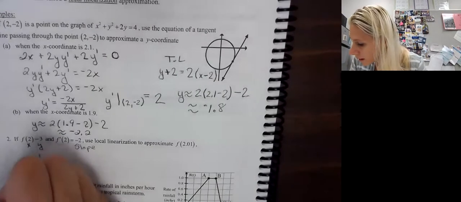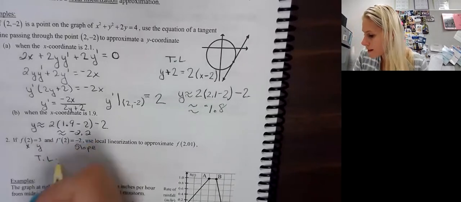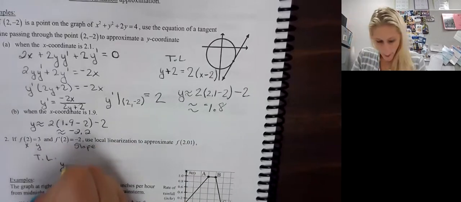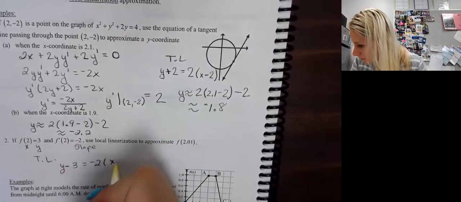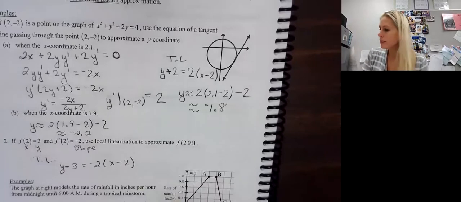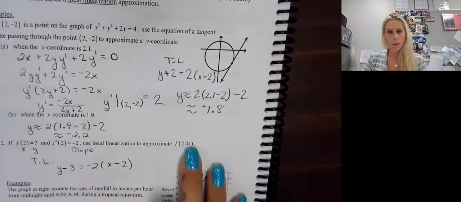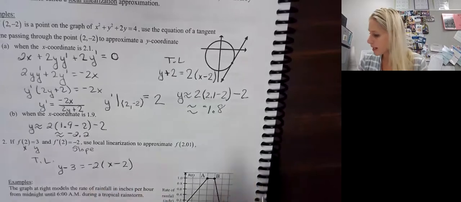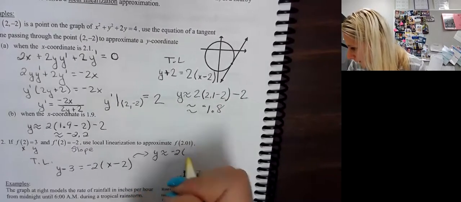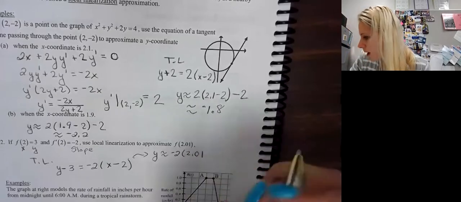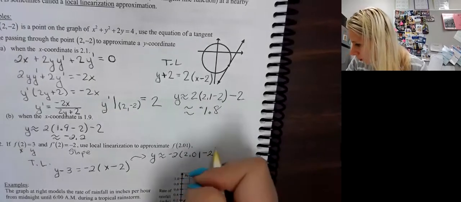The tangent line, okay, and I'll label it so we know what it is. y minus y1, which is 3, equals our slope times x minus x1, which is 2. So this is our tangent line. So to approximate, we're going to put that number into our tangent line. So really, I'm saying y is approximately negative 2 times 2.01 minus 2. Now, of course, where'd that 3 go? I added it onto the other side here.